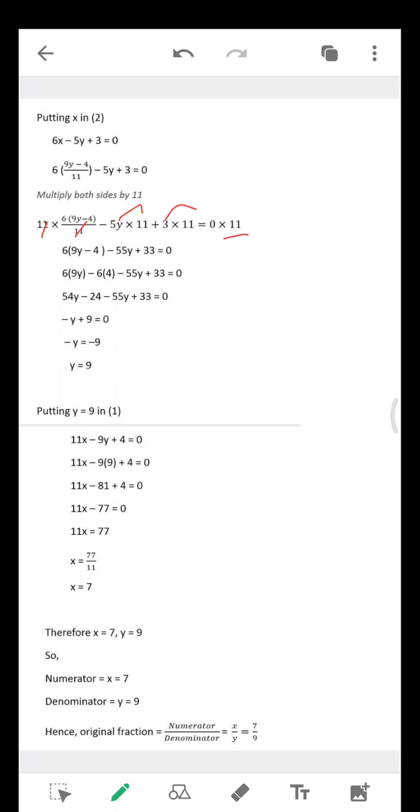Simplifying all this, we will get the value of y as 9. So we have got the y value first. Now this value of y you can put in any equation.